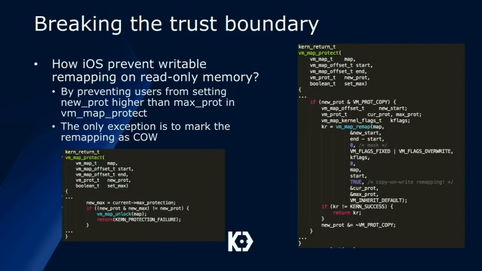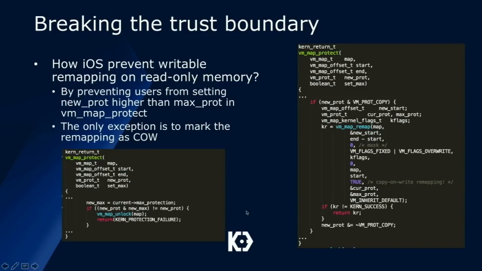iOS actually has its nature to prevent such writable remappings at its kernel code. You can see that once memory is mapped to the process as read-only, that mapping has a property called max protection, and that max protection is set no higher than read-only. So when you try to remap it as read and write, the kernel will reject you immediately.